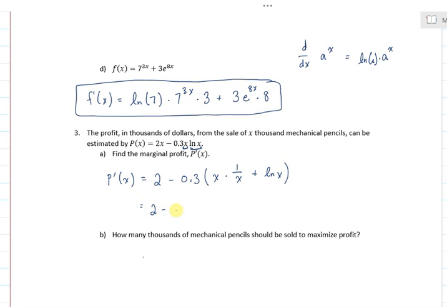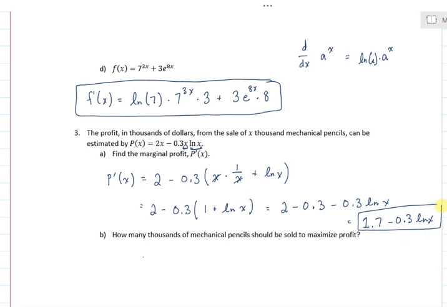So that is 2 minus 0.3, these x's are going to cancel. 1 plus natural log of x. It's okay to leave the answer like that, but if we distribute, we get 2 minus 0.3 minus 0.3 natural log of x, which is 1.7 minus 0.3 natural log of x. That's p prime.